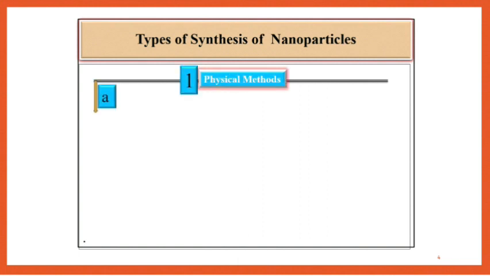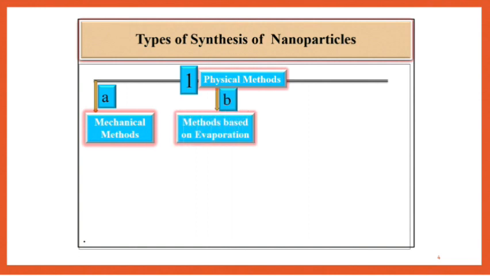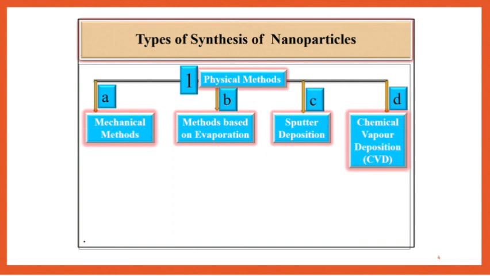In that, A type is mechanical method, B is methods based on evaporation, C is sputter deposition, and D is chemical vapor deposition. It is also called CVD.